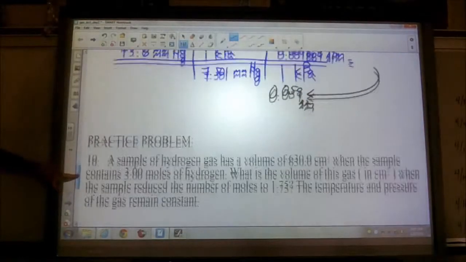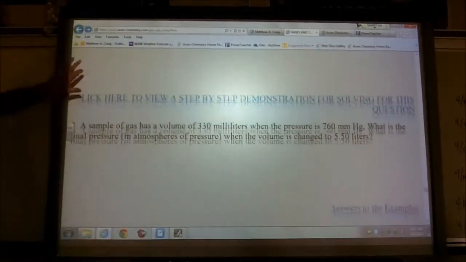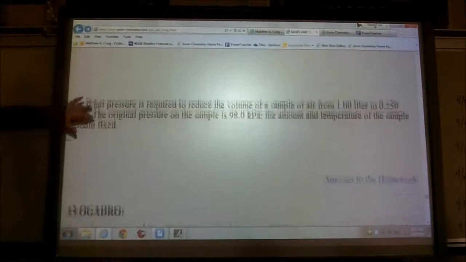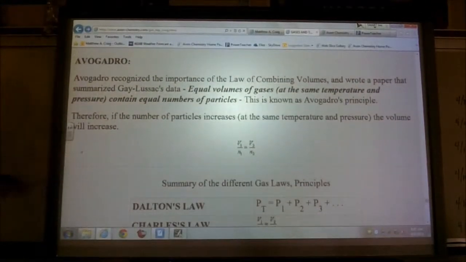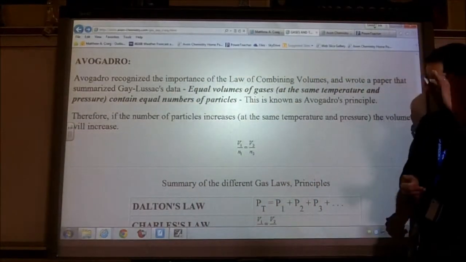All right. And let's look at the last set here. And the 4s are part of your homework. Avogadro. Okay. The last one before the demos. Like guacamole.